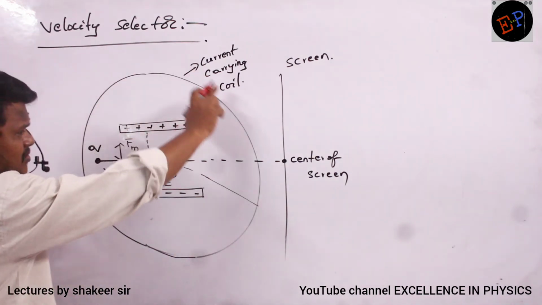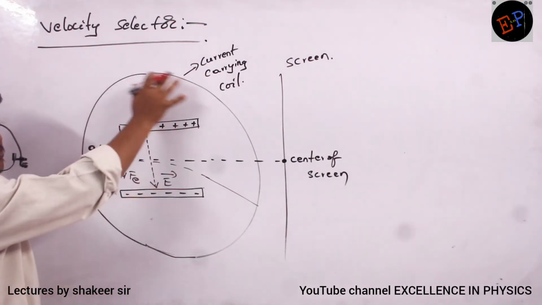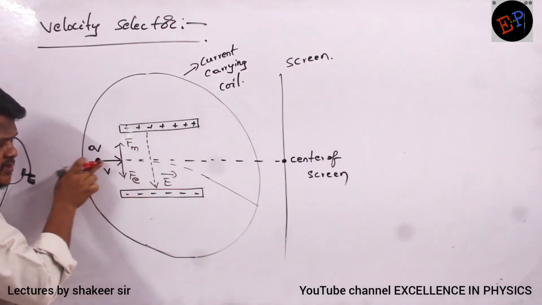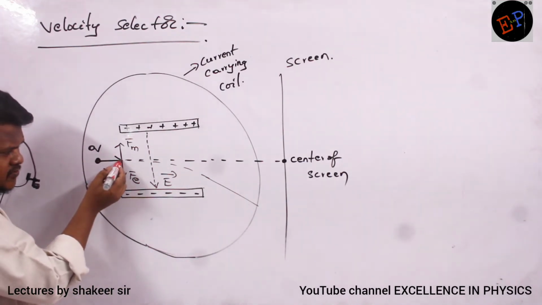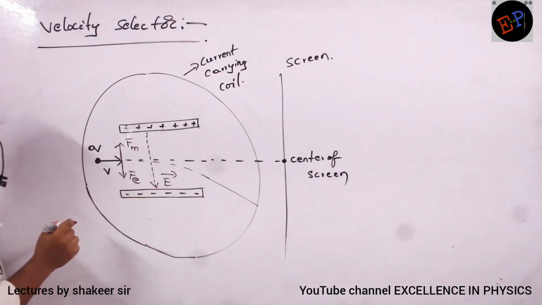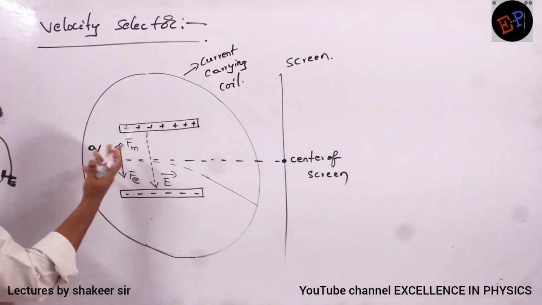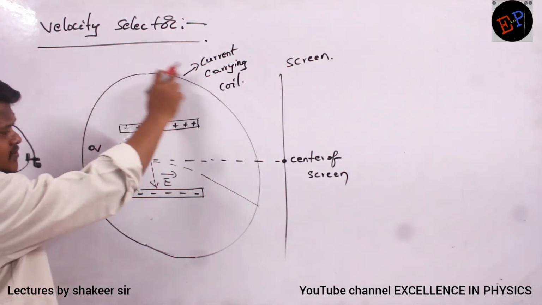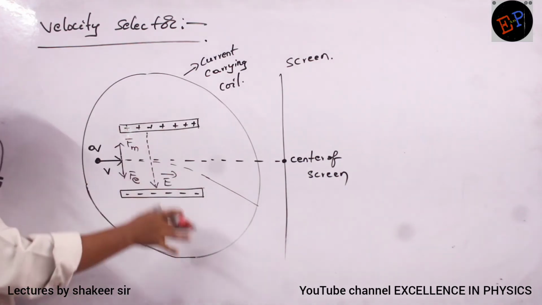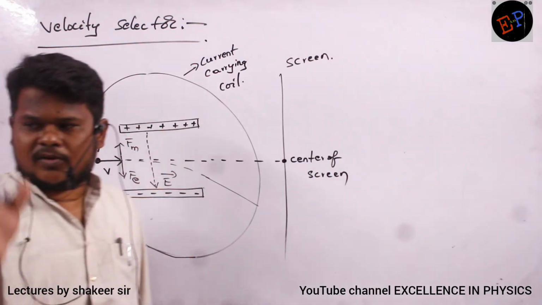Because of the magnetic field produced in this coil, the charge which is entering should experience force in this direction. So this magnetic Lorentz force is because of whom? Because of the current carrying coil. The field produced by the current carrying coil.